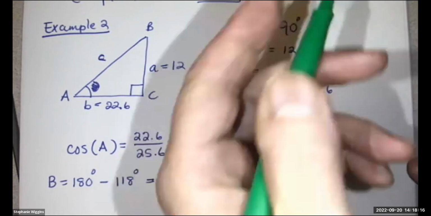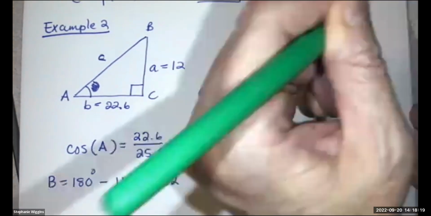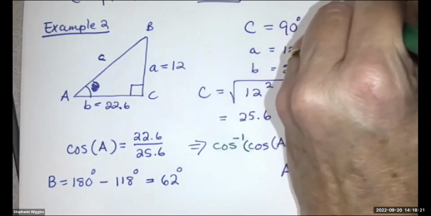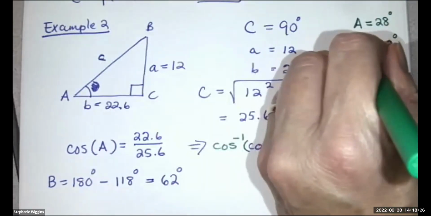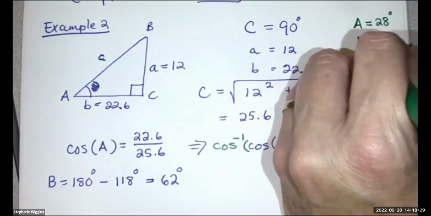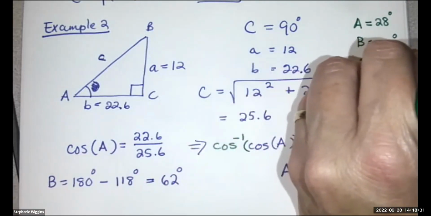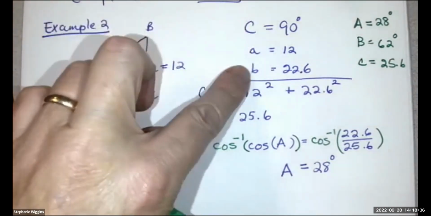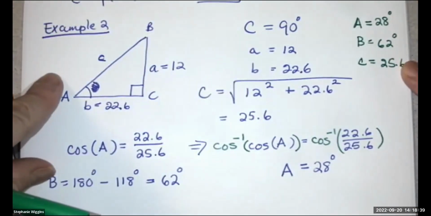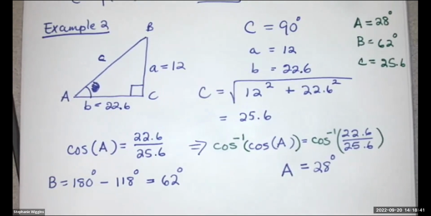These are the three given, and now I have that A equals 28 degrees, B equals 62 degrees, and finally, lowercase c we found to be 25.6. So like I said, you're always given three pieces of information to find the other three. And it doesn't matter what combination it is, if it's two sides and an angle or two angles, etc. You can figure out the rest.